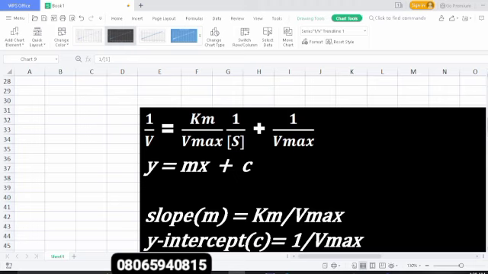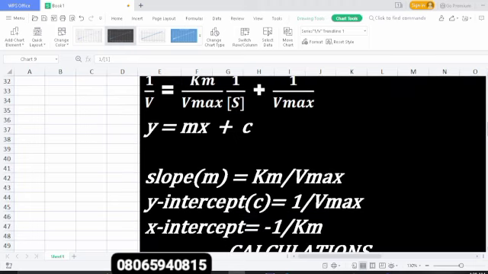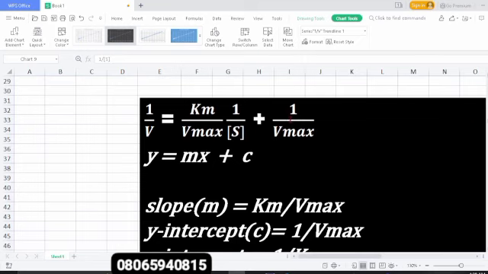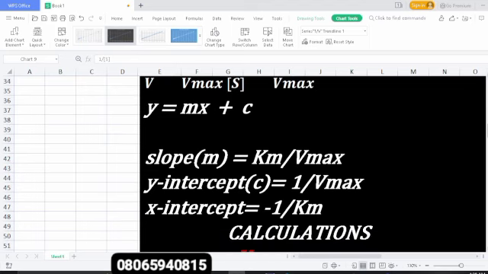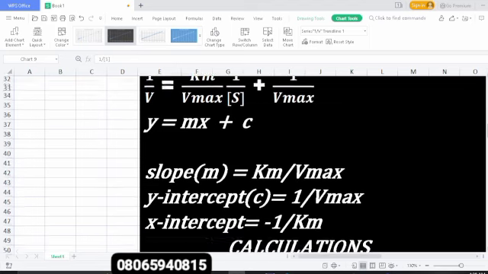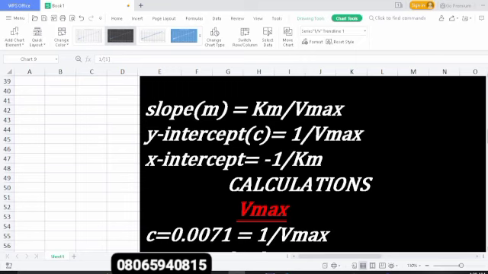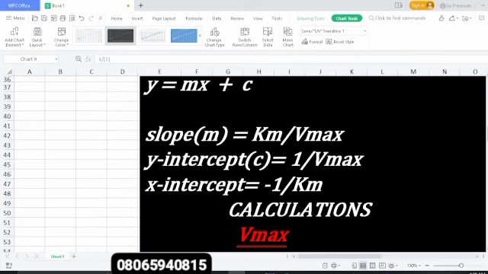Your y-intercept c corresponds to 1 over Vmax right here, and then your x-intercept, you can find this on the graph that I drew on the first page of this post, it is negative 1 over Km. Now the calculations, the first thing we want to calculate for is our Vmax.